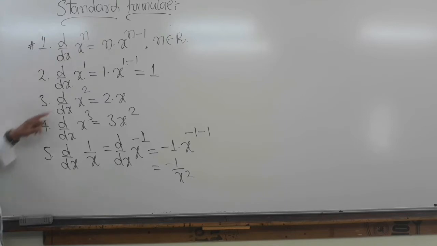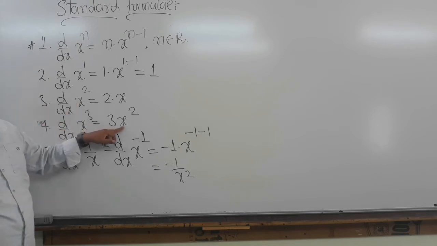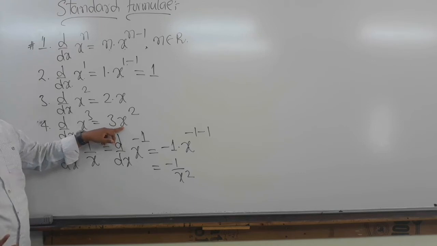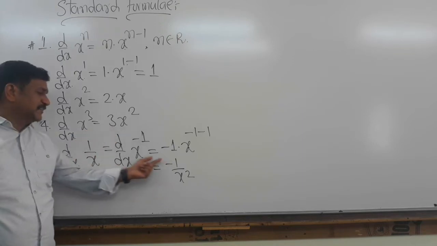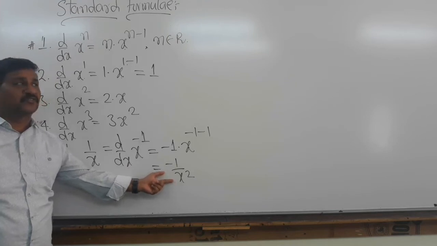So you observe here, the power will be increasing. X square becomes 2x. X cube becomes 3x square. Similarly, x power 4 becomes 4x cube. Okay, x power 5, 5x power 4. So like that, derivative of 1 upon x is minus 1 by x square.